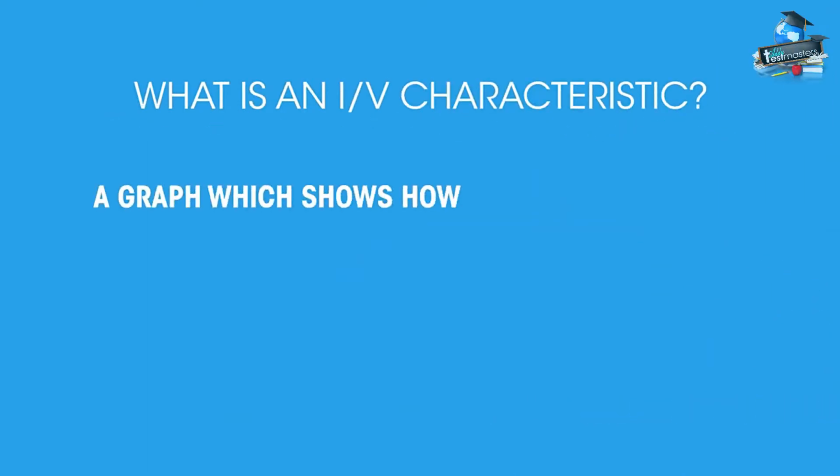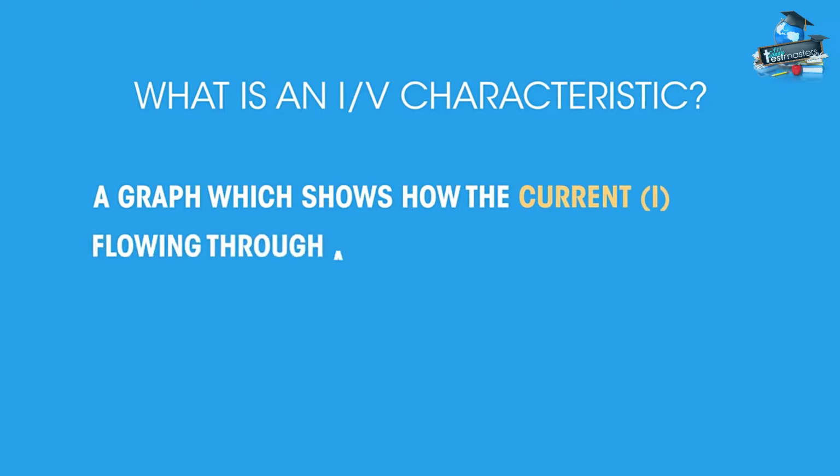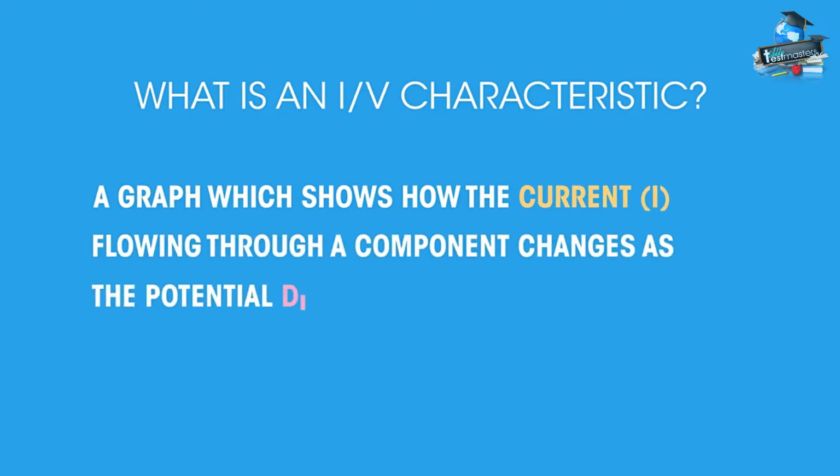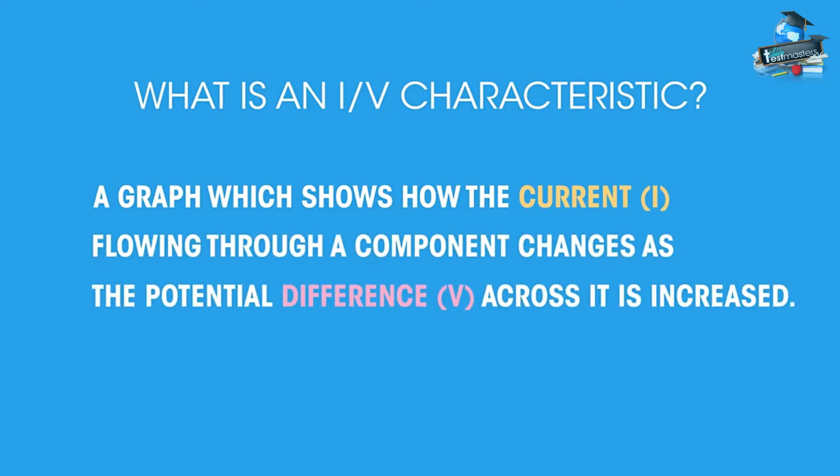So what is an IV characteristic? A graph which shows how the current I flowing through a component changes as the potential difference V across it is increased.